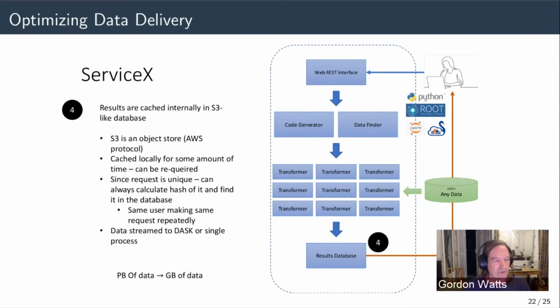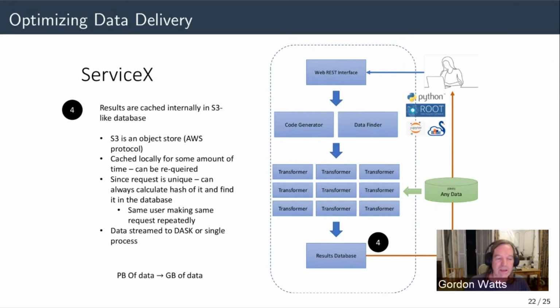Next slide, please. Finally, the results are stored in an internal database. We use what looks like basically an S3 object store, which is the AWS protocol. And the beauty of this is it's now cached, and it can be requeried, and you don't have to rerun. You just go fetch from the database. And since everything was completely specified in that original web query, you can hash that. And so the system could notice, hey, we've already run this. We don't need to run it again, and immediately just return the results rather than have to rerun.